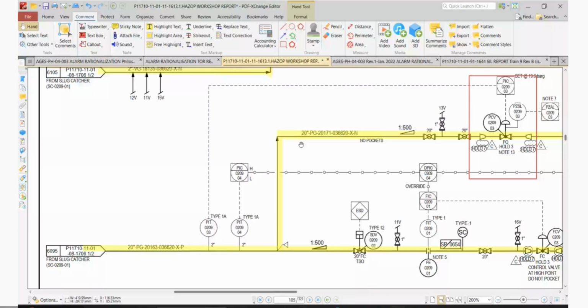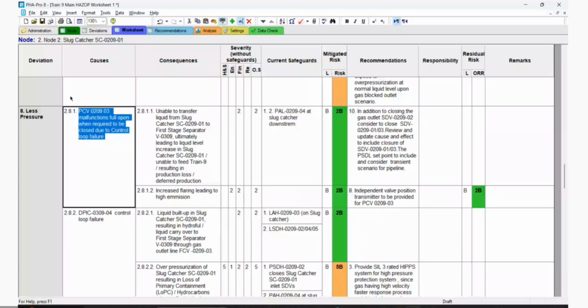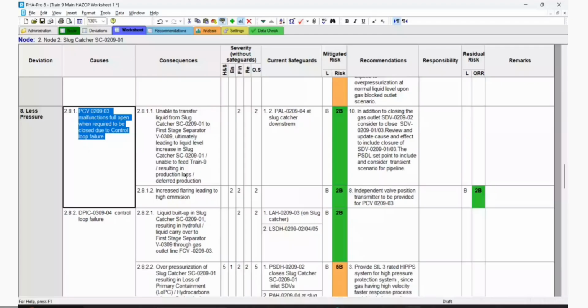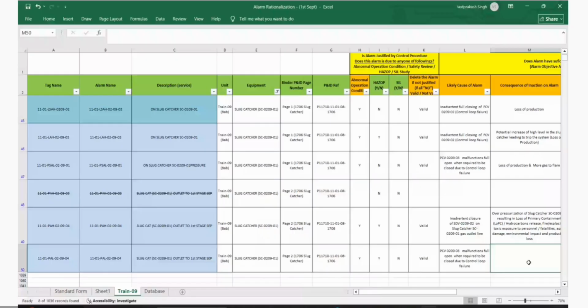Okay, this will help. Yes. And high level is there, low level is there, so that is correct. Okay, so this is the correct scenario. So let's say this one, and the consequence is the same: loss of production, ultimate loss of production.